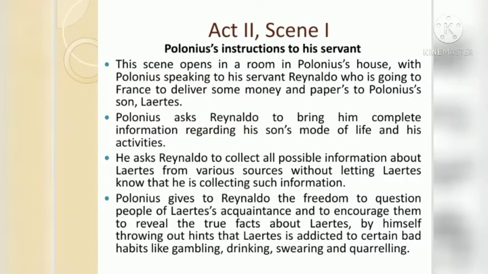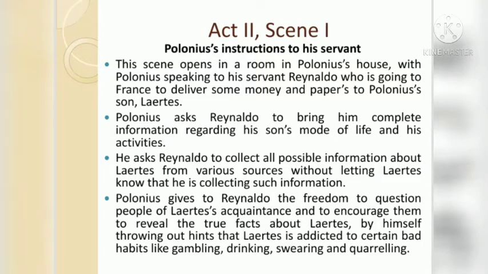This scene opens in a room in Polonius's house, with Polonius speaking to his servant Rinaldo, who is going to France to deliver some money and papers to Polonius's son Laertes. So Rinaldo, the servant, is going to France to give some money and papers to Laertes, and the scene opens with Polonius and Rinaldo having a conversation.